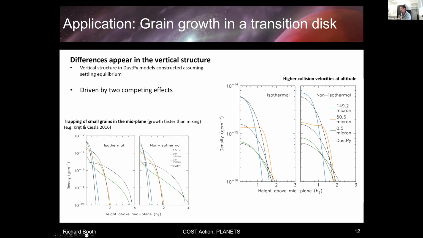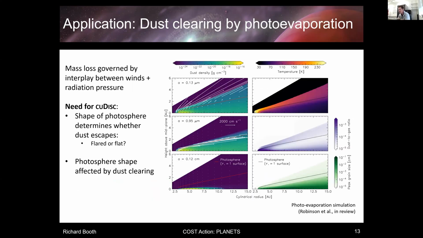Alternatively, because the dust grains become more decoupled at higher altitudes, you can get higher collision velocities, and that can lead to stronger growth or stronger fragmentation at higher velocities than you might expect, and that can change the structure from the Gaussian stuff. So if you're interested in the vertical structure and what's going on a couple of heights above the midplane, the simple approximations may not be good enough for you.